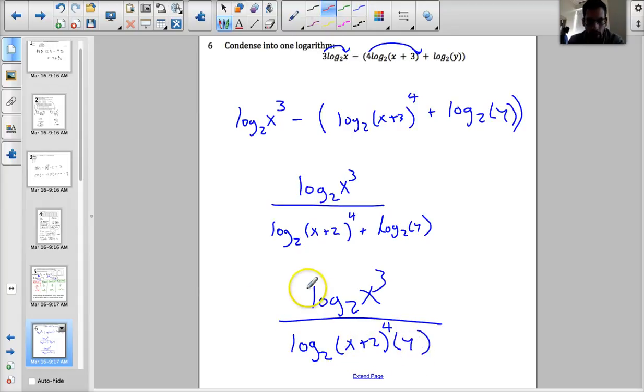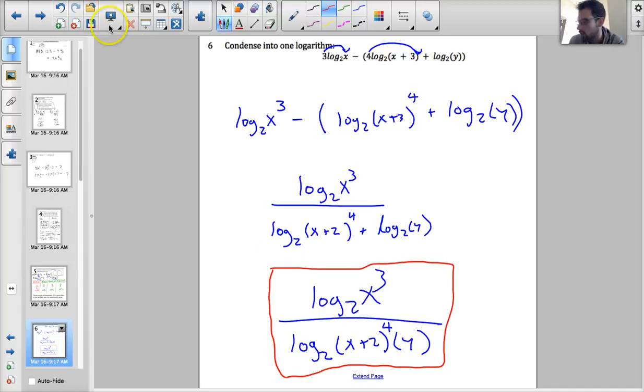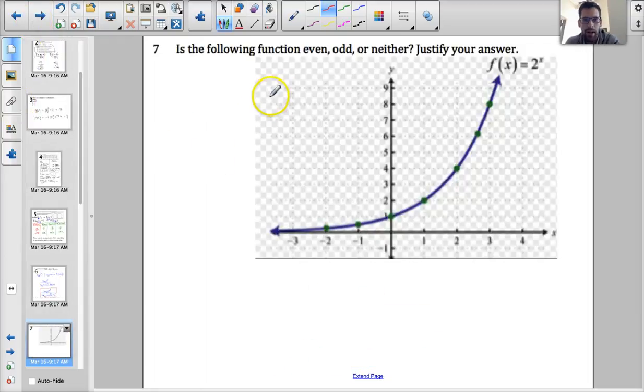And there, I think we have it. So it's all in one logarithm. I no longer have addition or subtraction. I've replaced them with multiplication and division. All right, next up, is this even, odd, or neither?